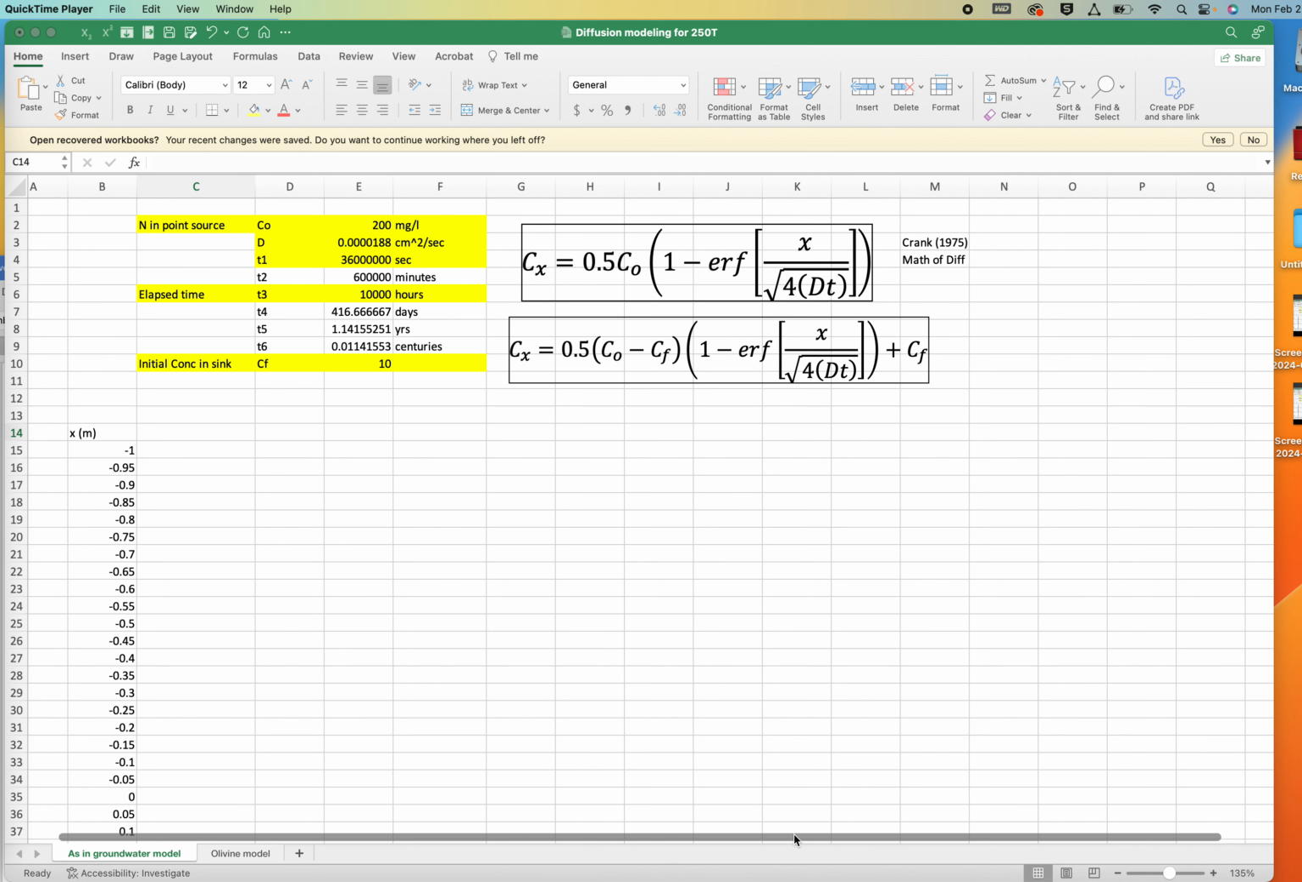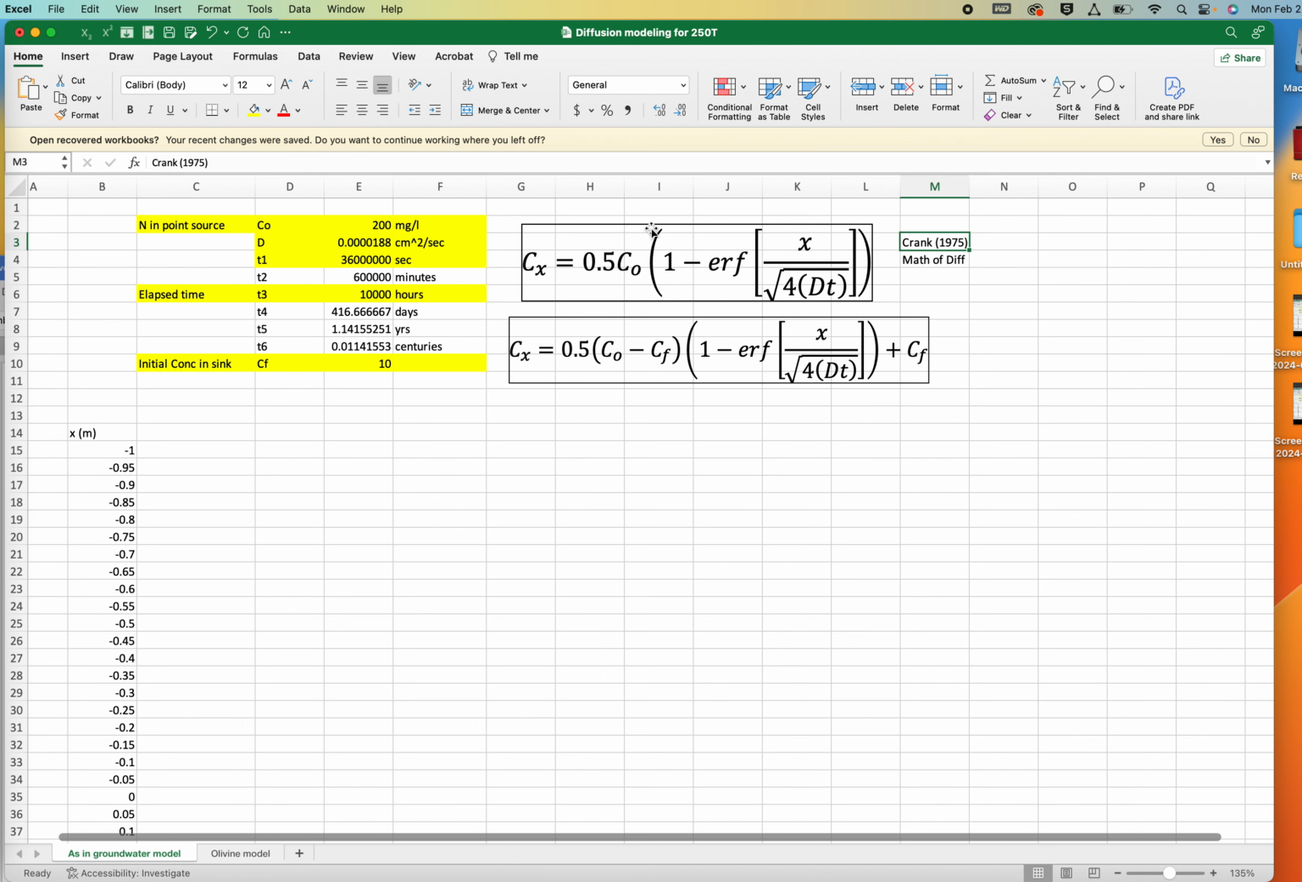Hi everybody. In this video we are going to look at diffusion, modeling a diffusion equation using this equation from Crank, 1975. The title of the work is Mathematics of Diffusion, and if you type that into Google you can get a free PDF that you can download if you want to see these equations and many others.